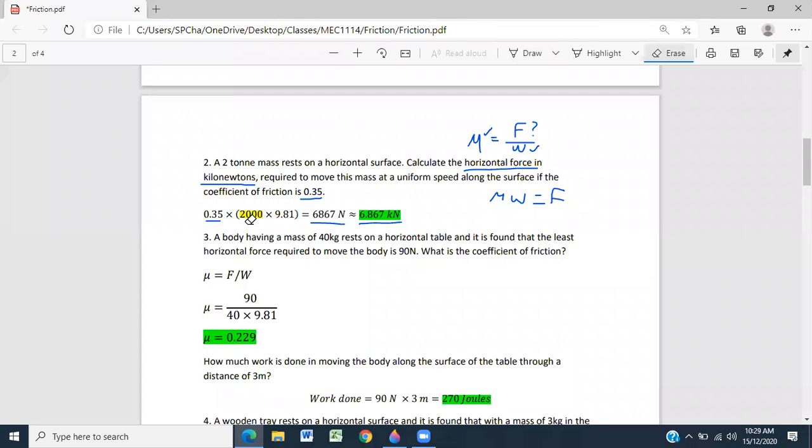Another way you can do this is simply to put this here as 2, which would be dividing this entire thing by 1,000. So 2 tons divided by 1,000, and it will give your answer right away in kilonewtons. So you can skip this step if you want. Just put 2 here.